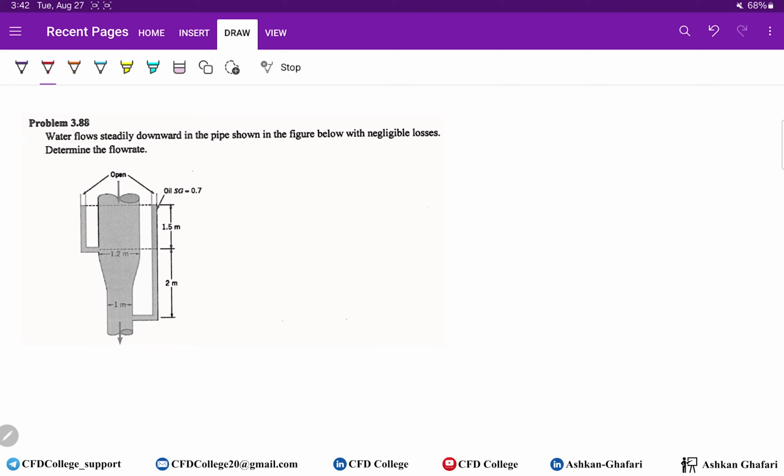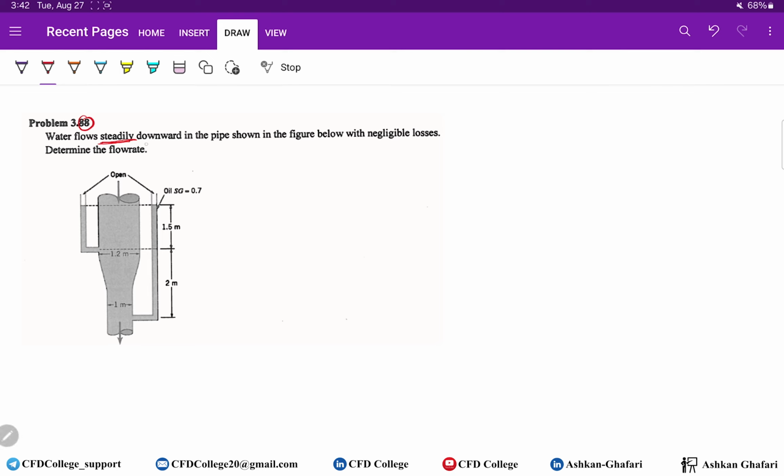Problem number 88 of chapter 3 of Munson's Fluid Mechanics. What do we have? Water flows steadily. This is a keyword, for you to understand that you have to use the Bernoulli equation.